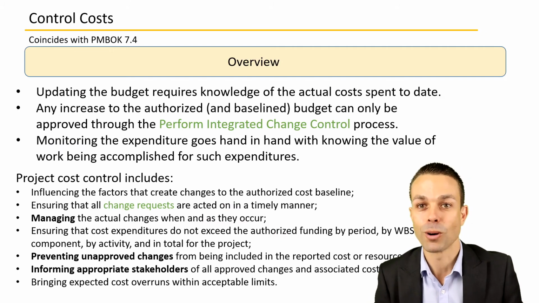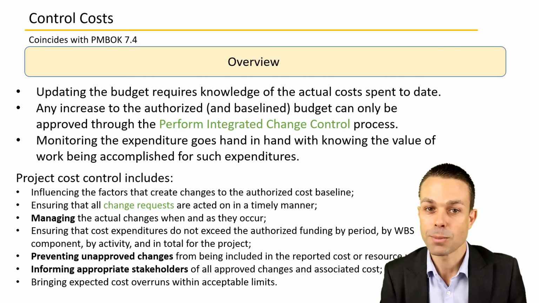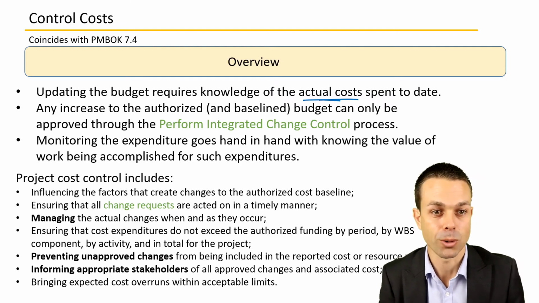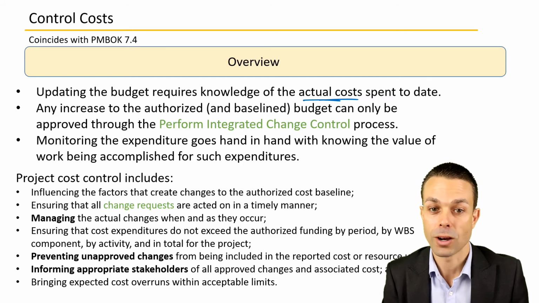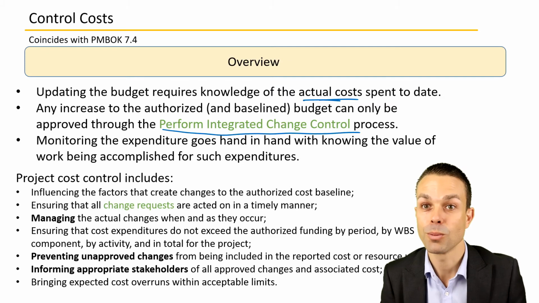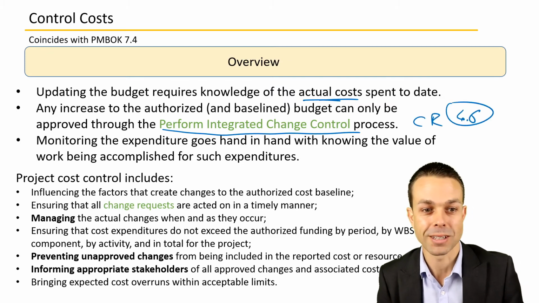Here's an overview for controlling the costs. Updating the budget requires knowledge of the actual costs spent to date, so that's very important. Any increase to the authorized and baselined budget can only be approved through the Perform Integrated Change Control process, change request, and that's 4.6 in the project management processes.